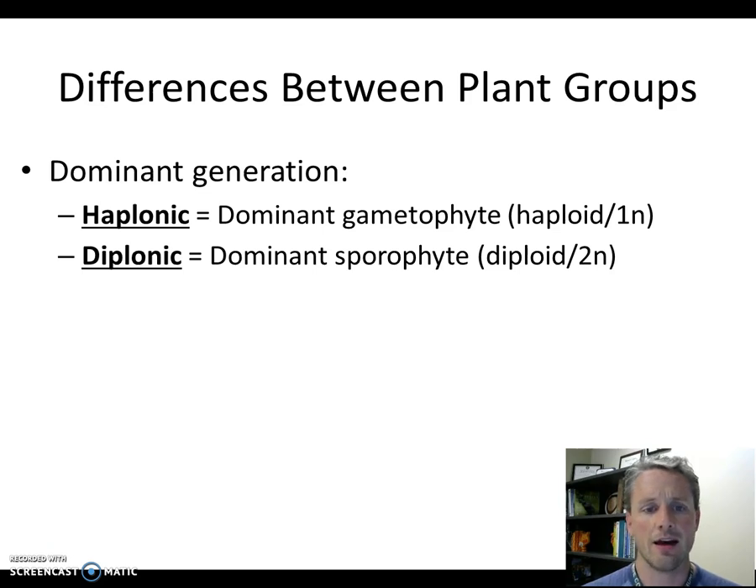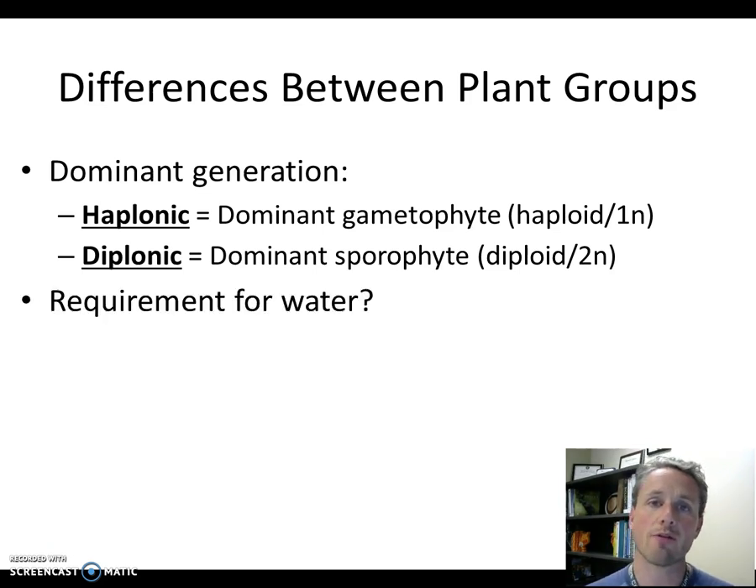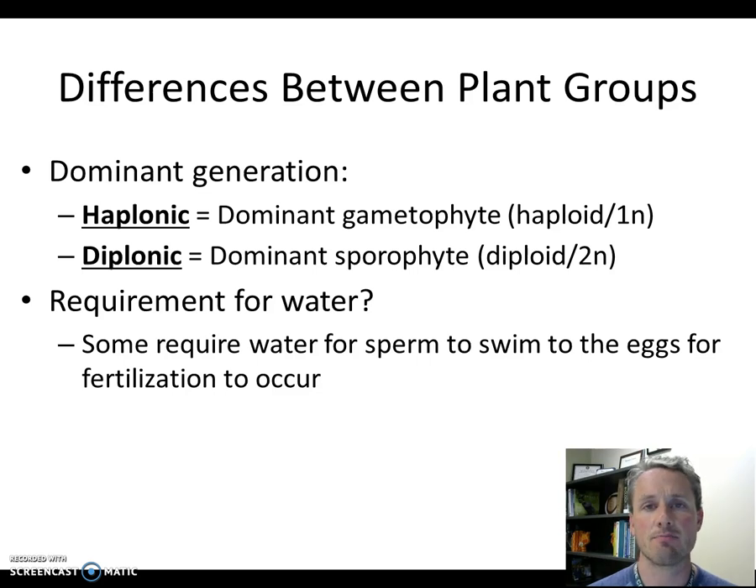Another difference we'll be looking for is the requirement for water. We're going to see that some plant groups absolutely require water for sexual reproduction to occur. They require water because the sperm require water to swim through to gain access to the egg. And if the environment the plant is in is too dry, there is not enough water for the sperm to ever successfully swim from where the sperm is produced to an egg. So some plants really require water for reproduction.